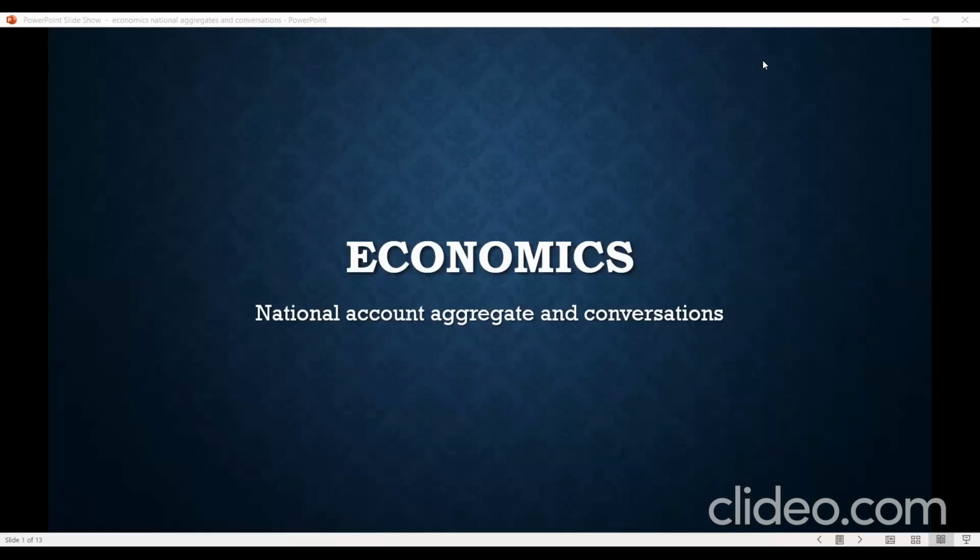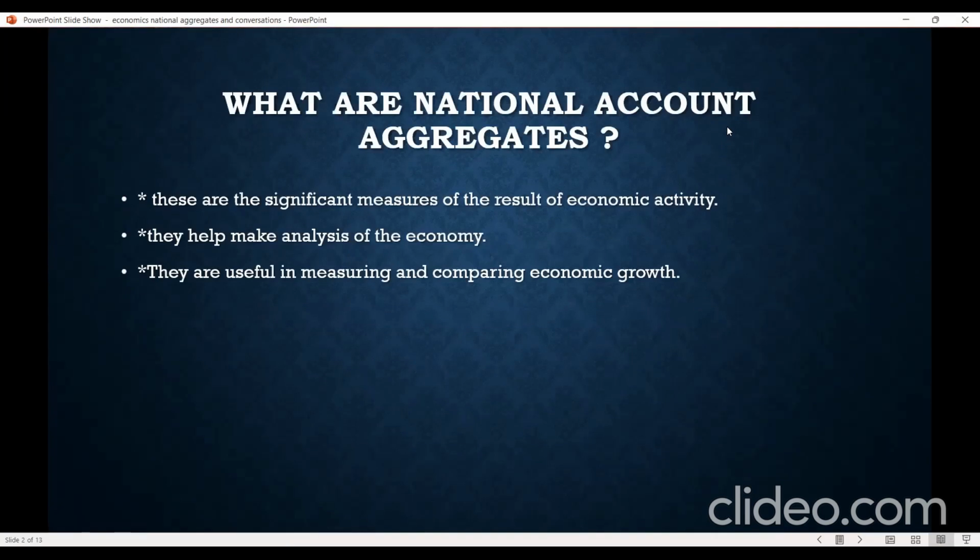Today we're going to be doing economics under the topic of national account aggregates and conversations. Now, one may ask, what exactly do we mean when we talk about national aggregates? The national aggregates help analyze the economy. They help measure and analyze exactly where the economic growth of a country is heading at a certain period of time. Now, let us look at the real definition of these national aggregates.